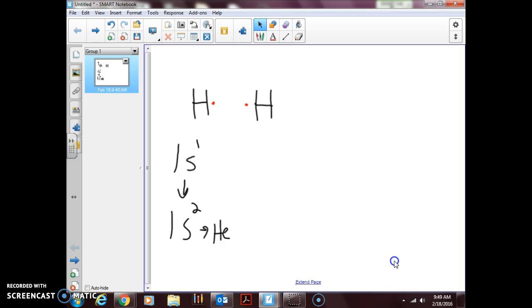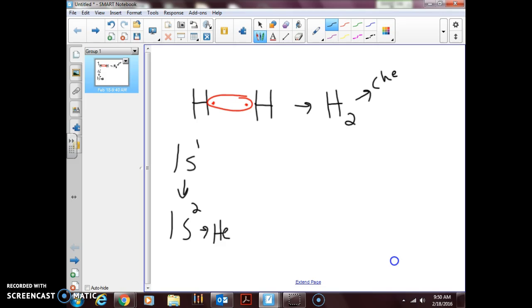And so to do that, and hydrogen's a nonmetal. Hydrogen is not a metal, it's a nonmetal. So it's going to form a covalent bond with itself to become H2. This is the chemical formula for the stable form of hydrogen. Remember, the chemical formula tells you the number and type of atoms in a molecule. So now, this is the hydrogen molecule.